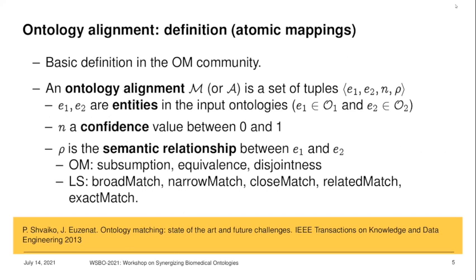This is the basic formalization we have in the ontology matching community. An ontology alignment is a set of mappings, and each mapping is composed of a couple of entities. They come from the input ontologies, and entities can be classes, properties, or instances. Then typically, every mapping has an associated confidence, especially when the mapping has been discovered by an automatic system, and also has an associated relationship.